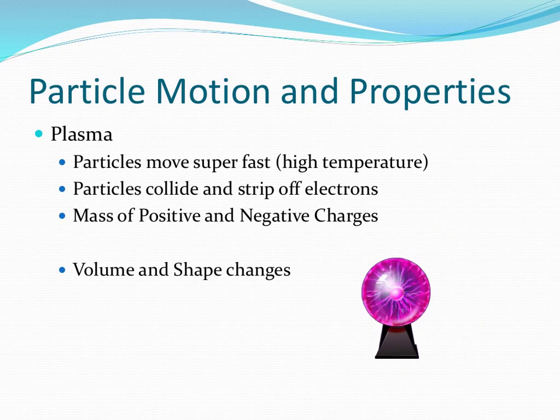Last one here, plasma. You may not have heard much about plasma, but basically it's a fourth state of matter. It's at super high temperatures, and in this case, the particles are moving so fast that when they collide with each other, they basically break each other apart. It becomes this unidentifiable mass of positive and negative charges. When that happens, there's lots of energy given off because it's at such a high temperature. When you have plasma, you can change the volume and the shape just like you can with a gas, although plasma is a little bit harder to deal with than a gas.